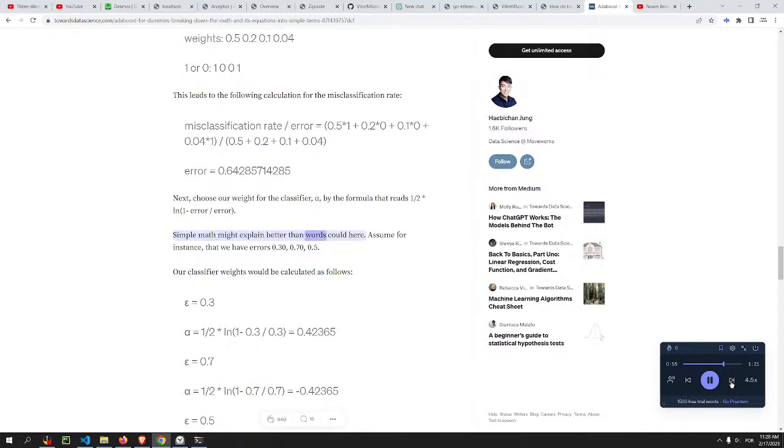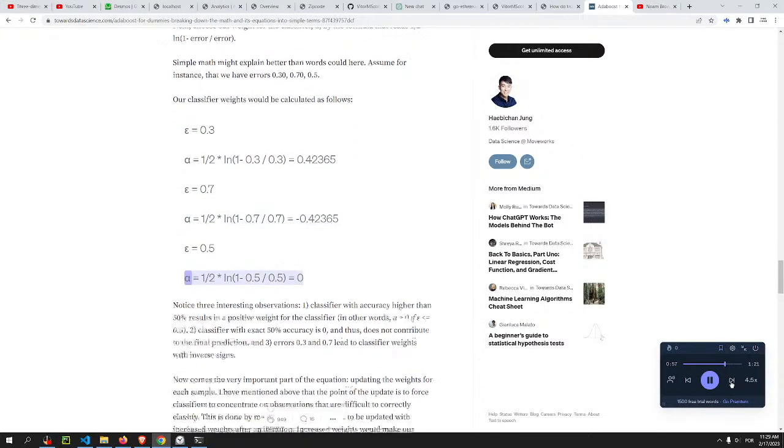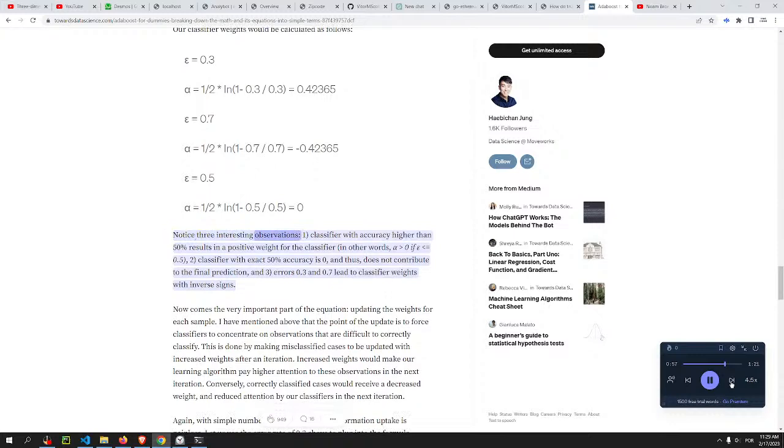Simple math might explain better than words could. Assume, for instance, that we have errors 0.30 and 0.70. Our classifier weights would be calculated as alpha equals 1/2 times ln of (1 minus epsilon) over epsilon. Notice 3 interesting observations. 1. A classifier with accuracy higher than 50% results in a positive weight for the classifier. In other words, alpha is greater than 0 if epsilon is less than 0.5.